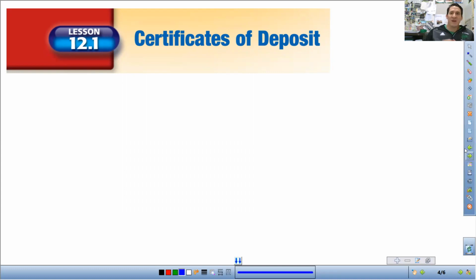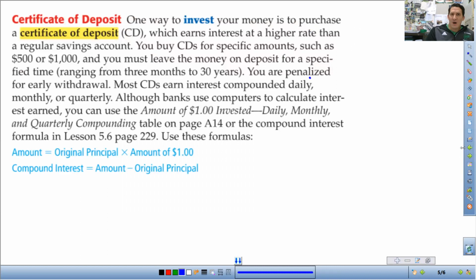So starting off, a certificate of deposit is a pretty low risk way to invest money. All the different ways you can invest money in different things, they all have different levels of risk. A certificate of deposit is pretty low risk, but it has a higher interest rate than a normal savings account. What you do is you buy a CD, which is what they're called, a certificate of deposit. You buy a CD for a specified amount of time. It can be anywhere from 3 months to 30 years.